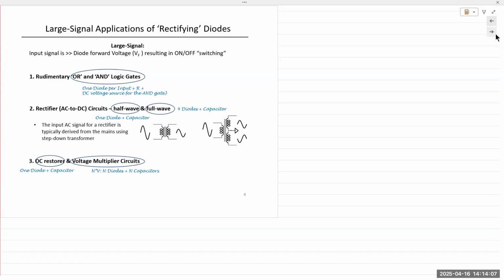Okay, but typically we refer to large signals with like DC, but it doesn't necessarily mean that it's only DC. We can apply like a 10-volt AC signal to a diode, that could also be considered as large signal. Okay, so in general, large signal would be sufficient enough to turn the diode on and put it in forward bias mode.